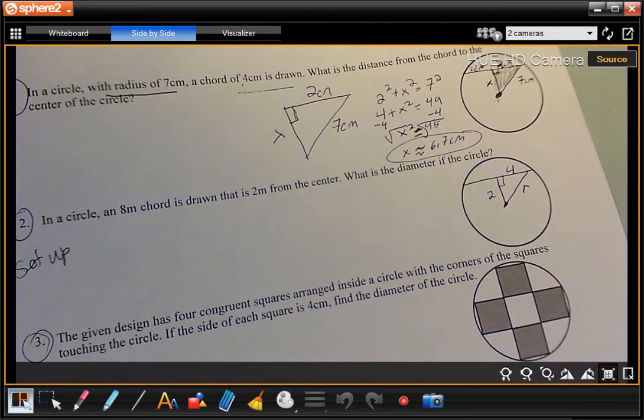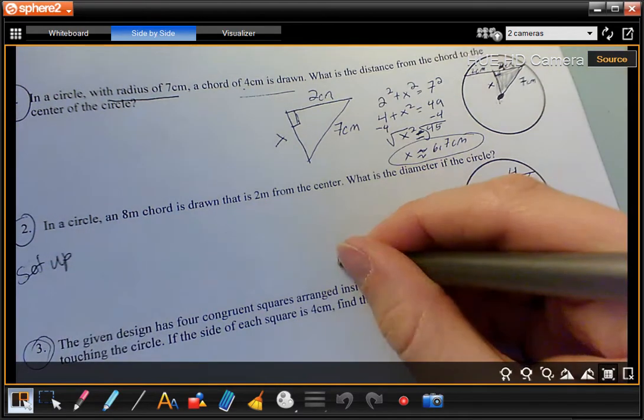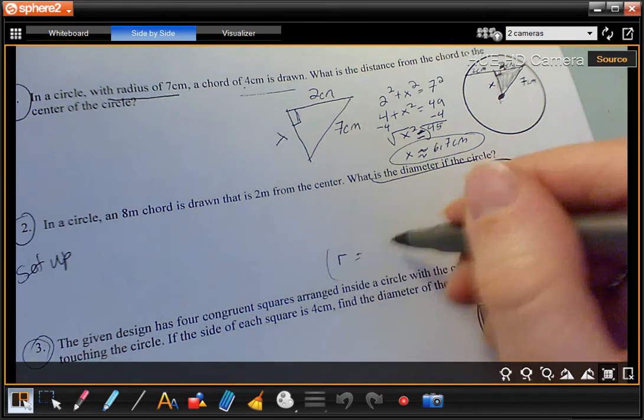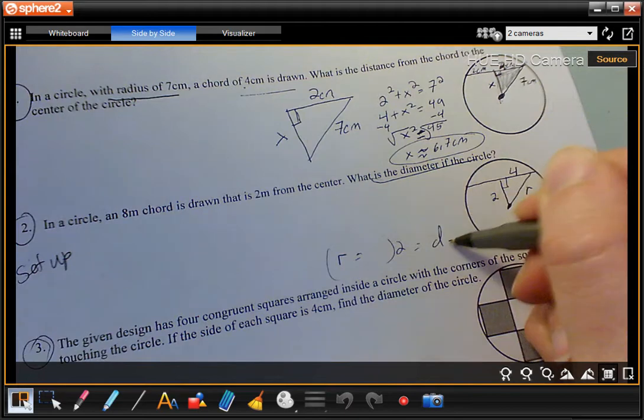So I'm going to set that up with Pythagorean theorem again, and then when I'm done, I've found the radius, but it asks for the diameter. So whatever the radius is, I'm going to times that by 2, and that's going to give me what my diameter is at the end.